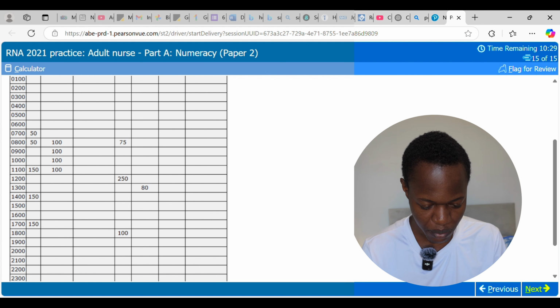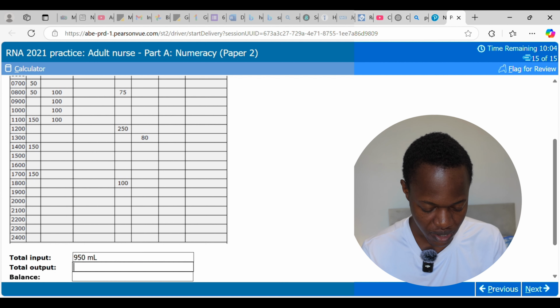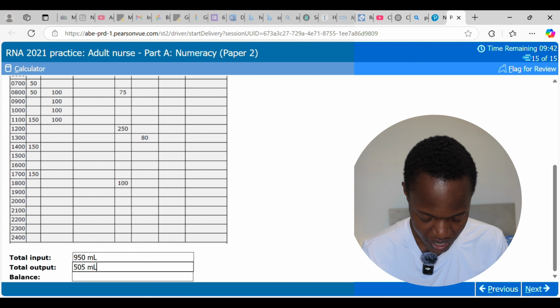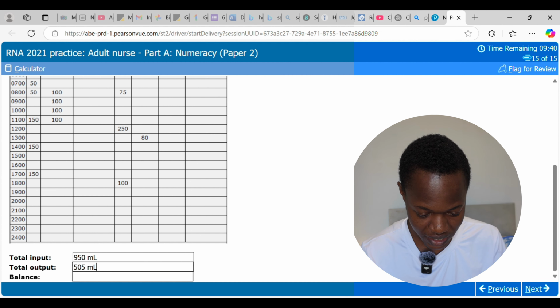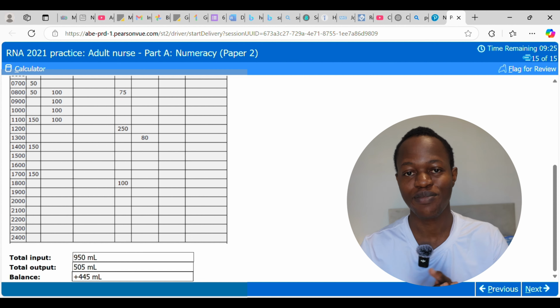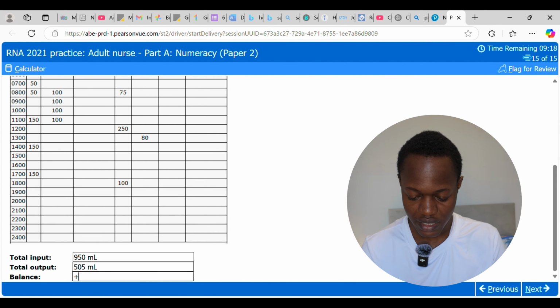So let's just go ahead and do this one as well. I don't know, should we put ml? Yeah, let's put ml. That is an output of 505 mil. So balance gives us what? 950 minus 505, which is 445 ml. So again, the instruction is already given on how you are supposed to write it. So we have a balance of plus 445 and we got everything. So you can see that this is very simple, and yeah, you can do this.